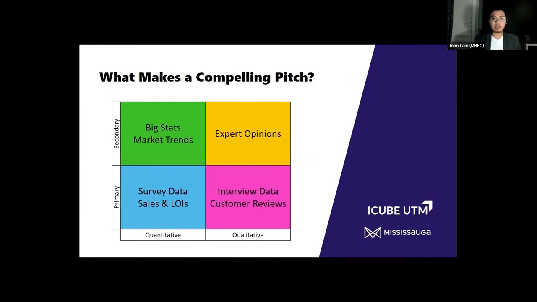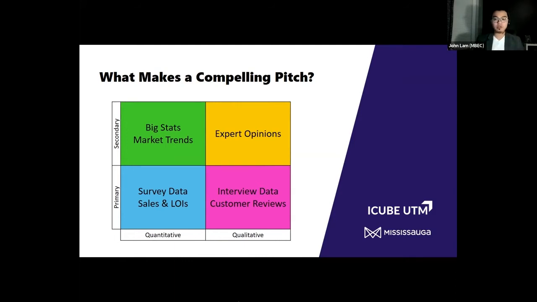In terms of primary quantitative data, survey data, if you're surveying your customers, if you're surveying your users, that's very useful. If you already have sales or LOIs, letters of intent, that's fantastic. That is quantitative primary data. You are collecting the data for yourself, and you're saying, hey, here it is, right? And there's no better primary data than actually having sales.